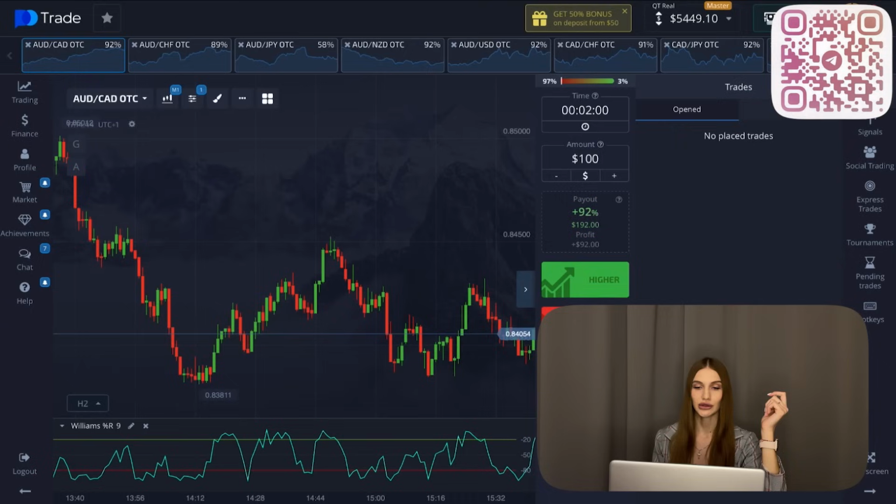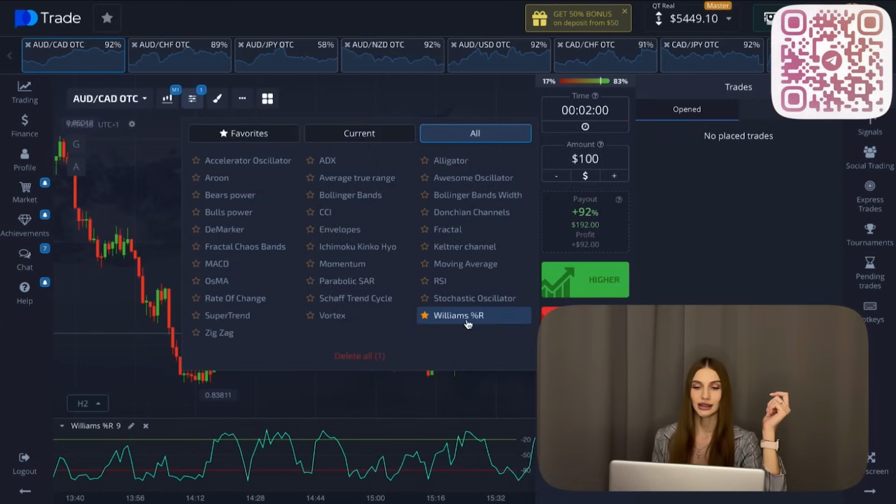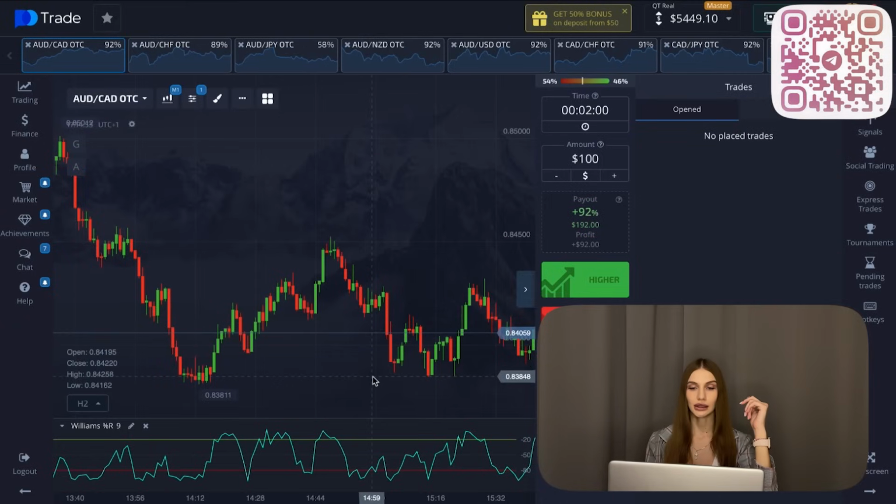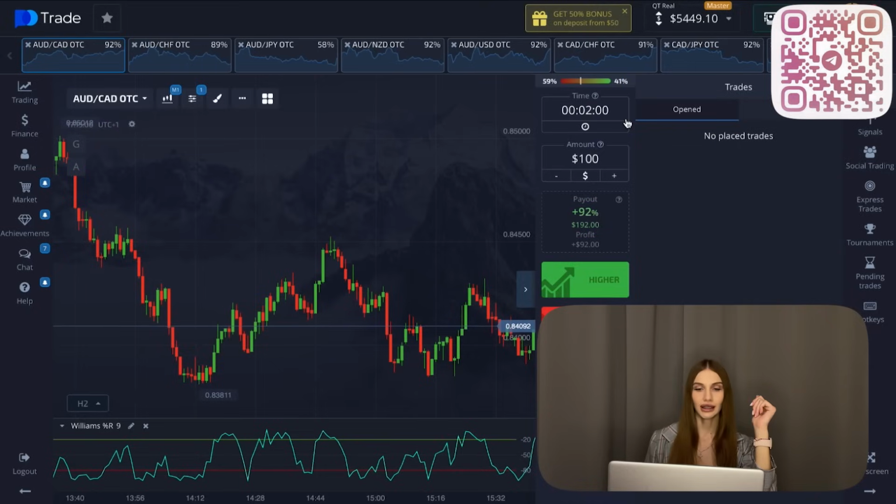So to trade on this strategy, you first need to add the Williams percent range indicator, located right here. After you have added it, you need to configure it. I've already done it. If you need settings, they will be in the description of the video. Next, you need to set the deal time to 40 minutes.